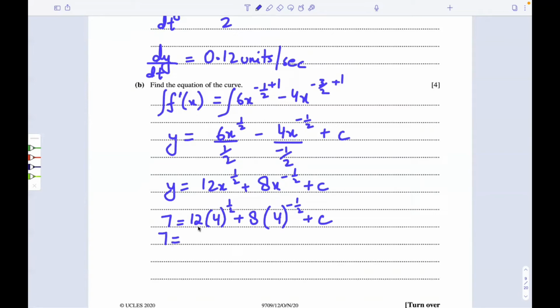This will become 7 is equal to 12 times 2, which is 24, plus 8 upon 2, so this will become 4, plus c. So c is equal to 7 minus 24 minus 4, which is minus 17 minus 4, which is minus 21. So the final equation would be y is equal to 12x to the power 1 upon 2 plus 8x to the power negative 1 upon 2 minus 21.